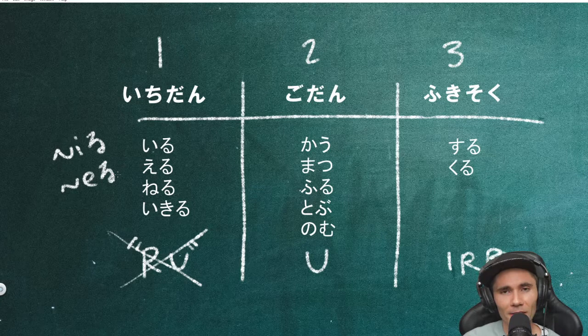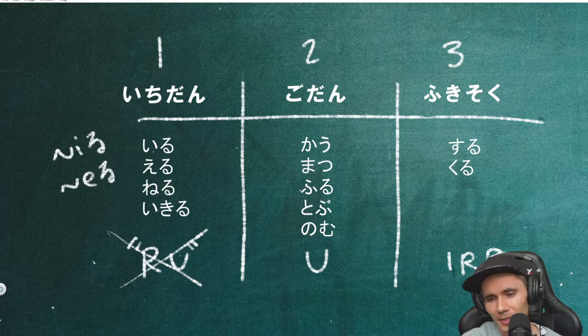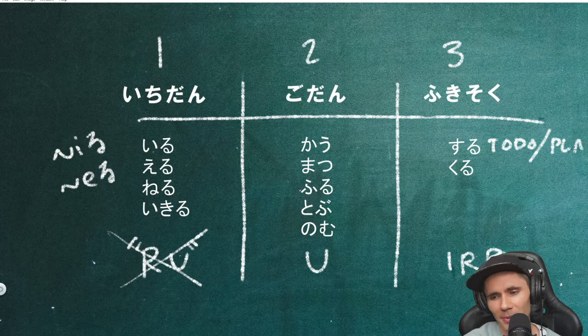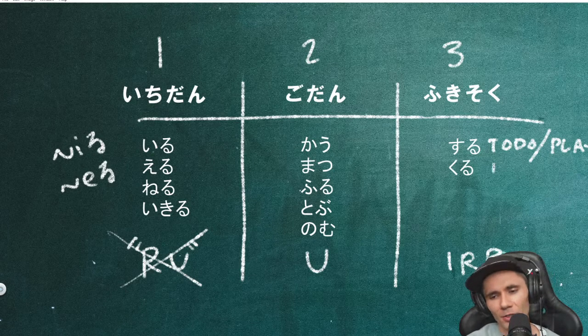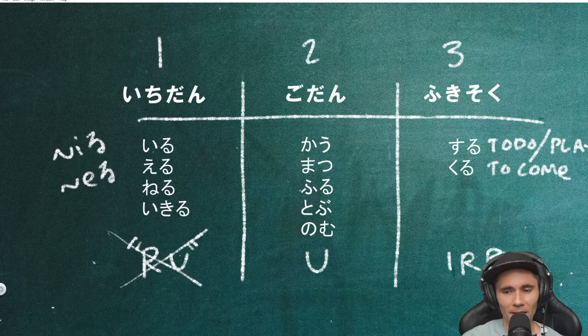Let's move on to the irregulars, the fukisoku verbs. We have suru, and this means to do. It can also mean to play, depending on the context, like if you're playing a video game, game wo suru. And then we have to come here, which is kuru. And that's it. These are the only irregular verbs in Japanese.